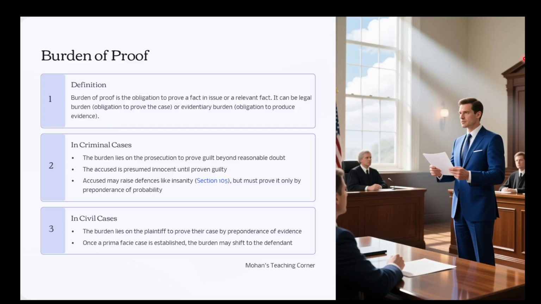The accused may raise a defense like insanity. There is Section 105 BSA, but the accused must prove it only by preponderance of probability. In civil cases, the burden lies on the plaintiff to prove their case by preponderance of evidence. Once a prima facie case is established, the burden may shift to the defendant.